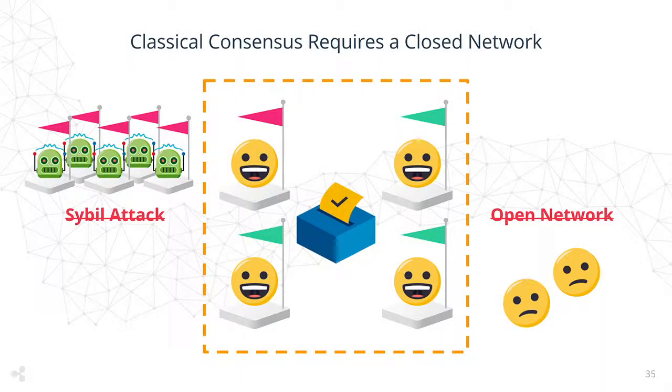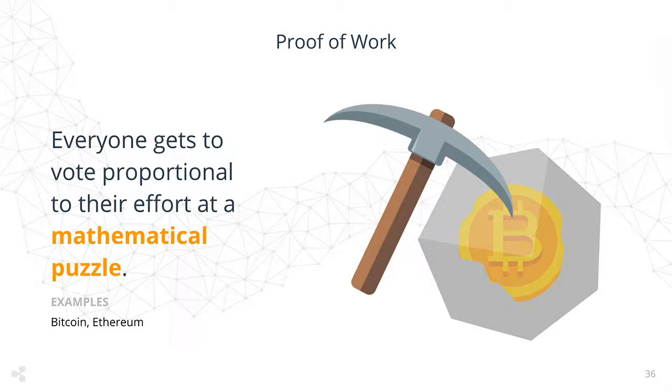And so there have been a number of new approaches that have come up following Bitcoin. So let's start with Bitcoin itself. The idea there is that you get to vote proportional to your effort at a mathematical puzzle. That's essentially what it boils down to. And again, this is the theory of it. In practice, it's a lot more complicated, but I only have 13 minutes remaining, so I can't really get into too much detail. Essentially, you get to vote based on how much power you can put into this mathematical puzzle.